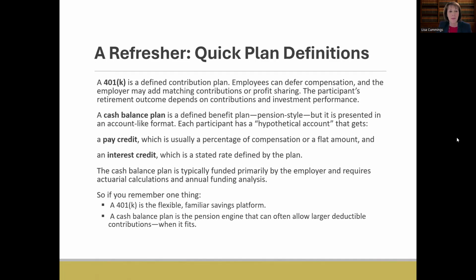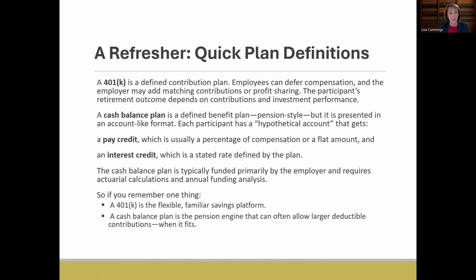First, a refresher, some quick cash balance plan definitions. A 401k plan is a defined contribution plan. Employees can defer compensation, and the employer may also add matching contributions or profit sharing. The participant's retirement outcome depends upon contributions from the employee, sometimes also from the employer, as well as the underlying investment performance of the 401k account.